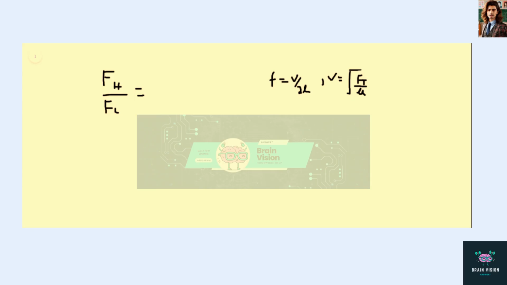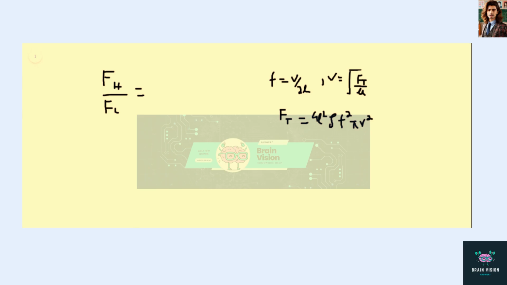Combining these two equations, we can write F_T will be equal to 4L squared times density times F squared times pi R squared. R is the radius of a string, pi is a constant, F is the frequency, this sign is actually the density of a string, and L is the length.